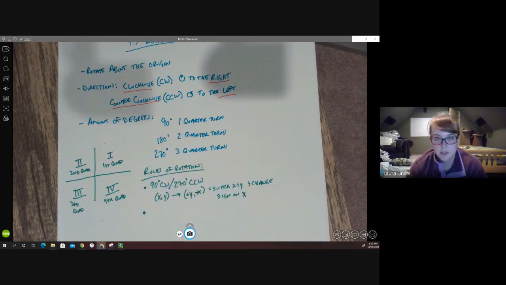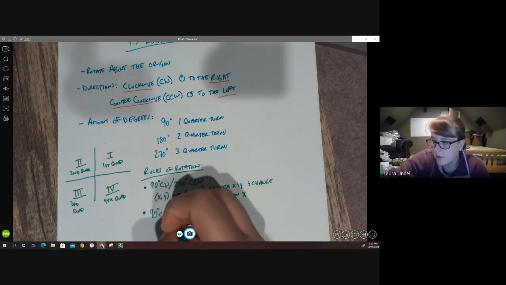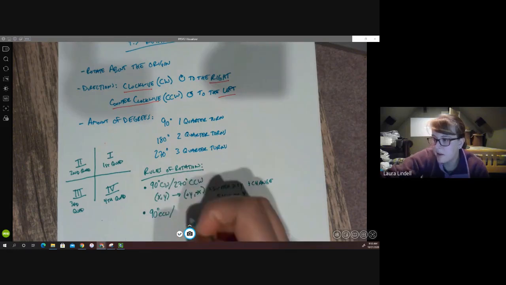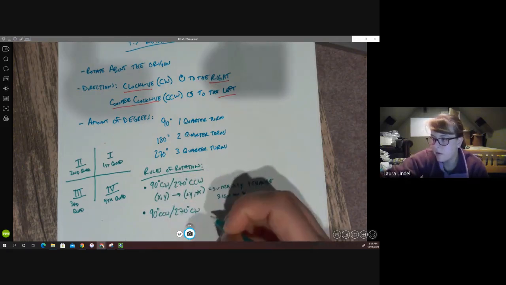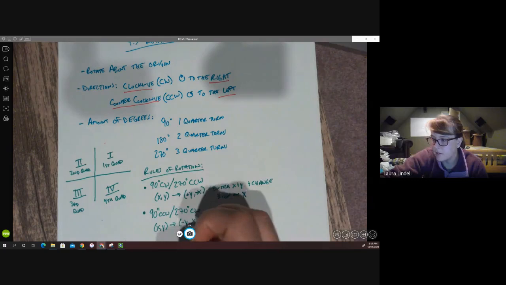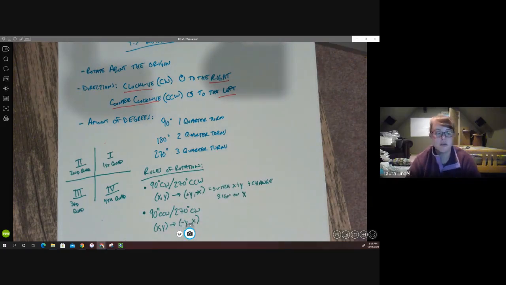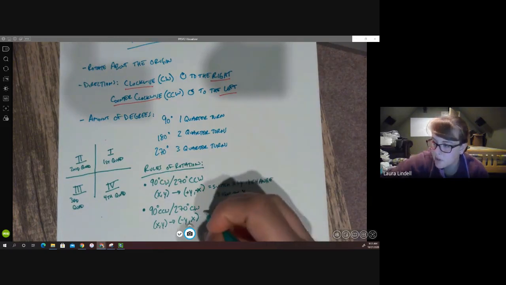It's the opposite for the other one. If you do 90 degrees counterclockwise, well, that's the same thing as 270 degrees clockwise. So for this, you go from x comma y to y comma negative x. So you switch x and y, and you change the sign on y for those two options.